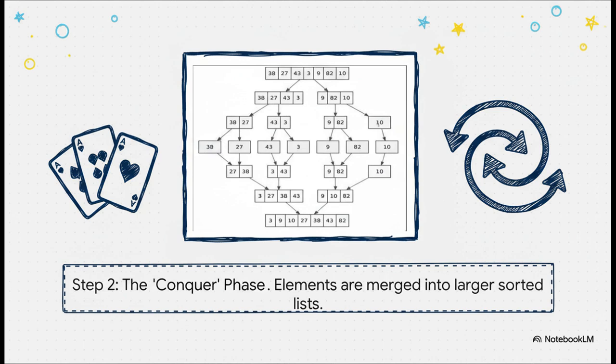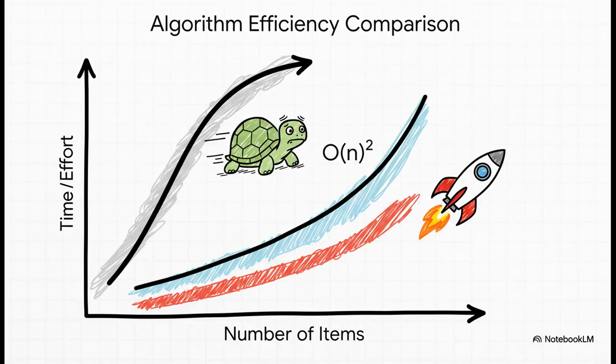And we just keep doing that, merging 2-item lists into 4-item lists, 4 into 8, and so on until it all comes back together into one final, perfectly ordered list. It's so elegant. And the result of all this cleverness is an efficiency of O of n log n. Again, you don't have to be a math genius here. Just know that this grows so much slower than O of n squared. We're talking about the difference between sorting a billion things in a few minutes versus, well, maybe a few years. It's a total game changer.